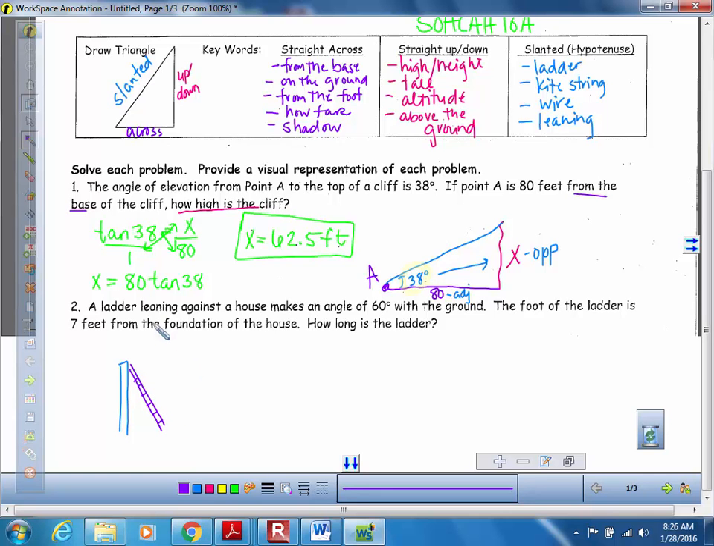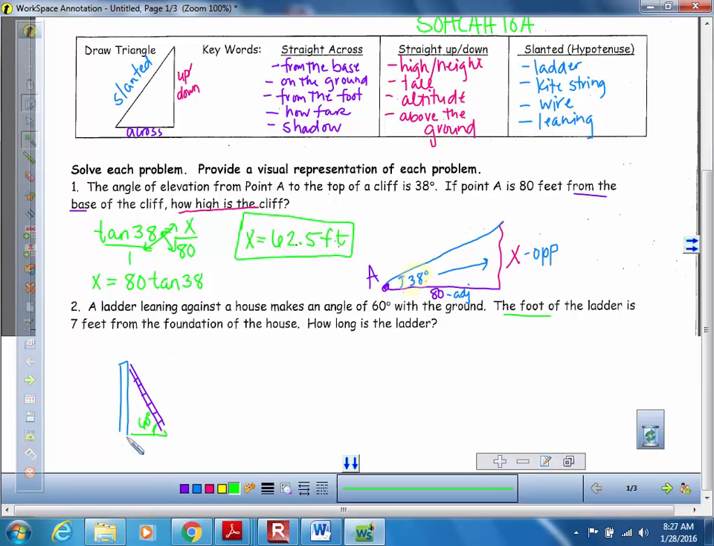It says a ladder leaning against a house makes an angle of 60 degrees with the ground. So the ladder and the ground make 60 degrees. So let me go ahead and draw my ground. And I know that right here, the ladder to the ground makes a 60-degree angle. It says the foot of the ladder is 7 feet from the foundation of the house. So there's the foot of, which means straight across.